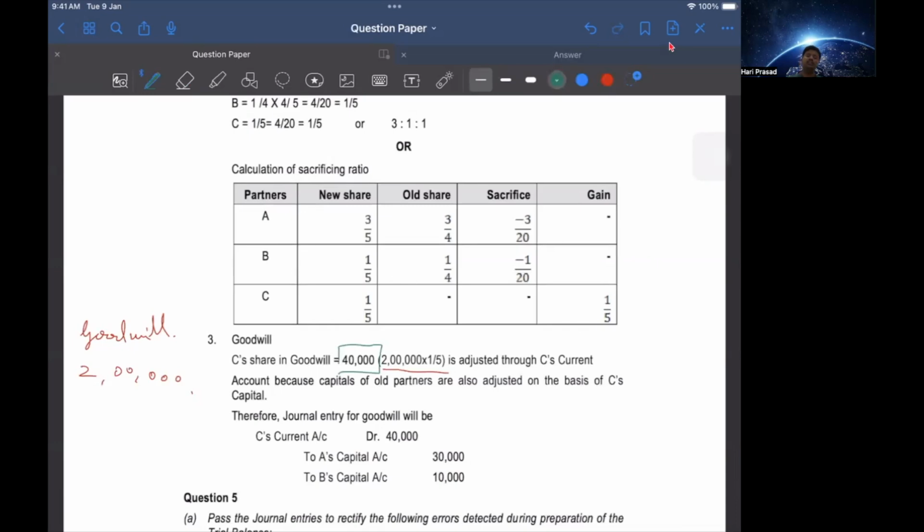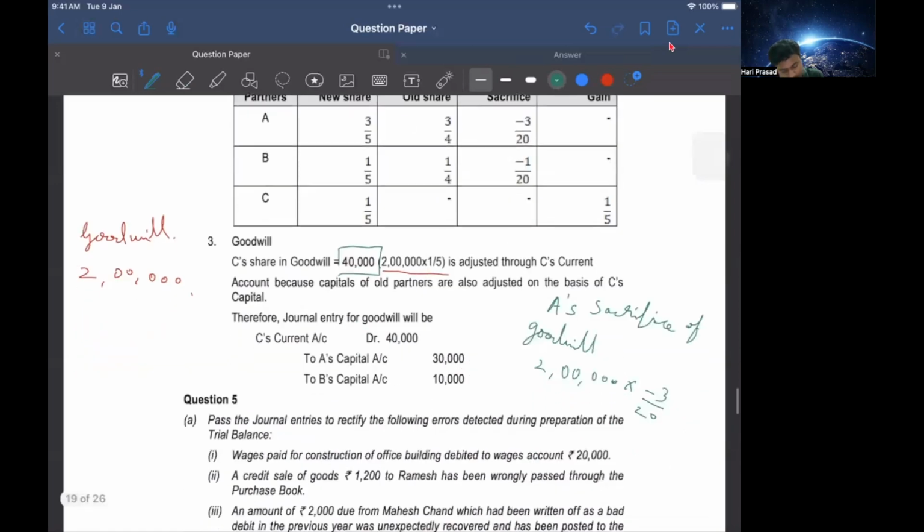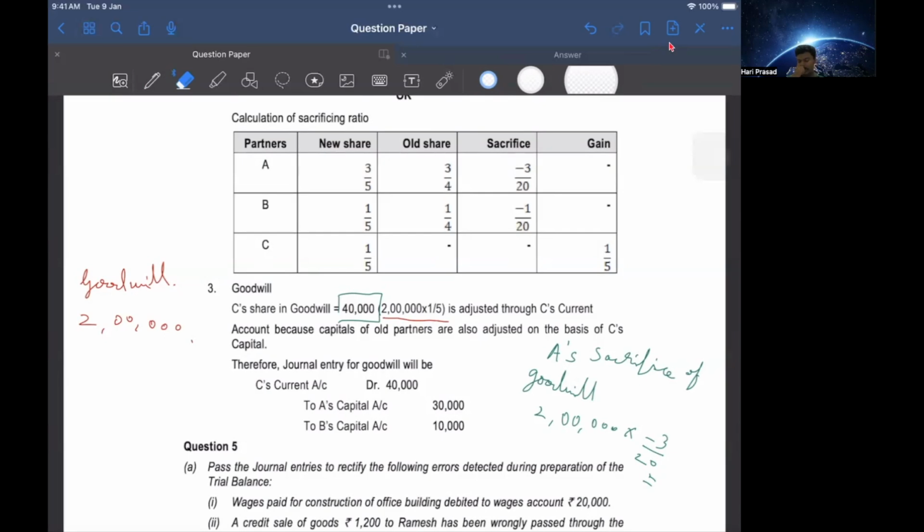And what is the sacrifice of A and B in this goodwill? A's sacrifice of goodwill is 2 lakh into minus 3 by 20. What is 2 lakh multiplied by minus 3 divided by 20? 30,000.